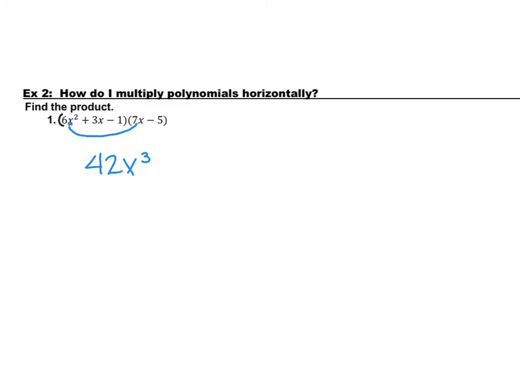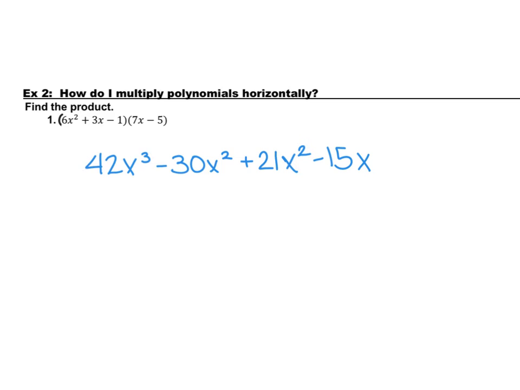And now we have to take this first term again and multiply it here. I'm going to take 6x squared times negative 5, giving me negative 30x squared. So when I'm done with the 6x squared, I'm going to move on and do the same thing with that 3x. I'm going to multiply 3x times 7x, and that's going to give me 21x squared, and minus 15x.